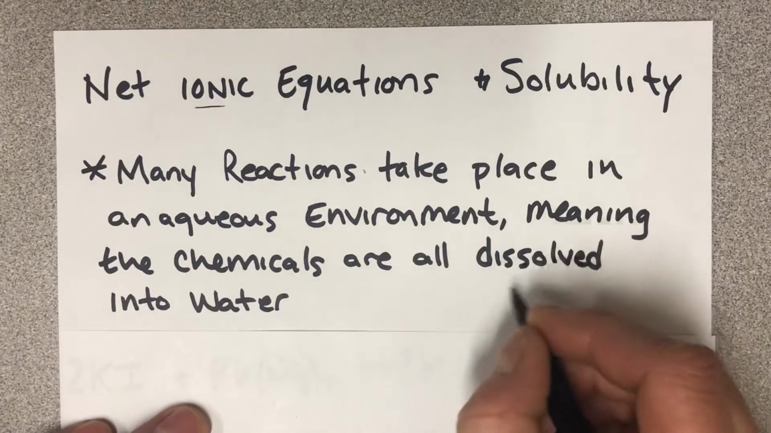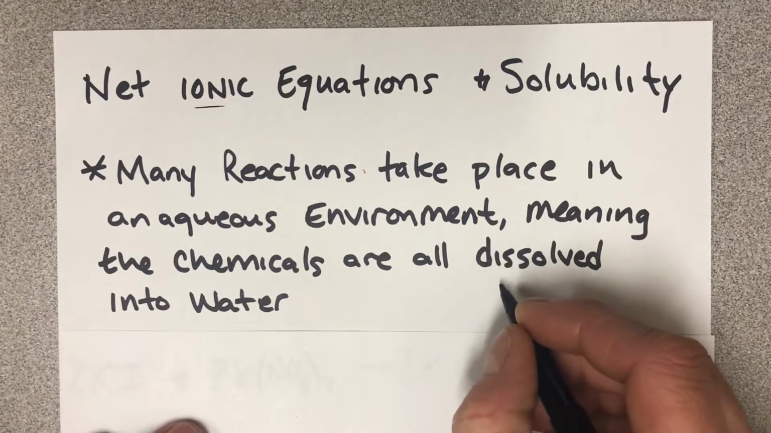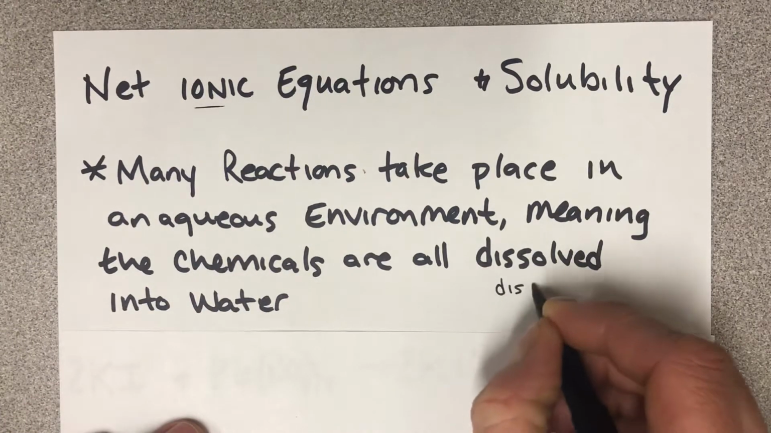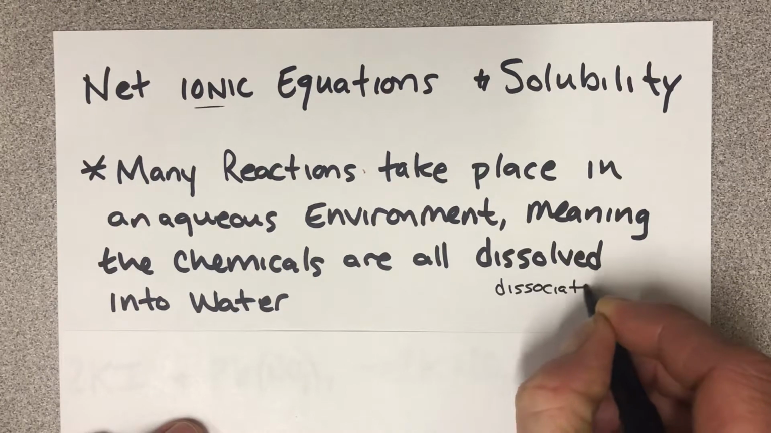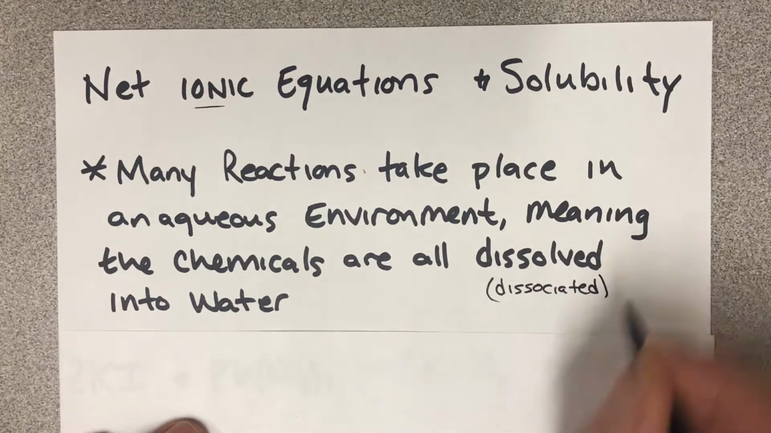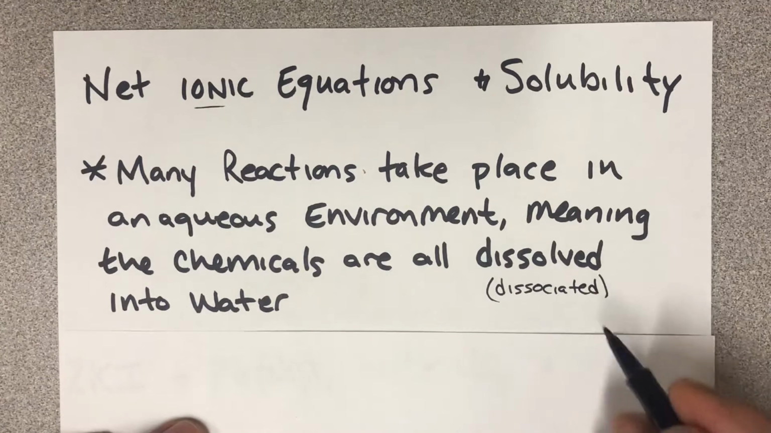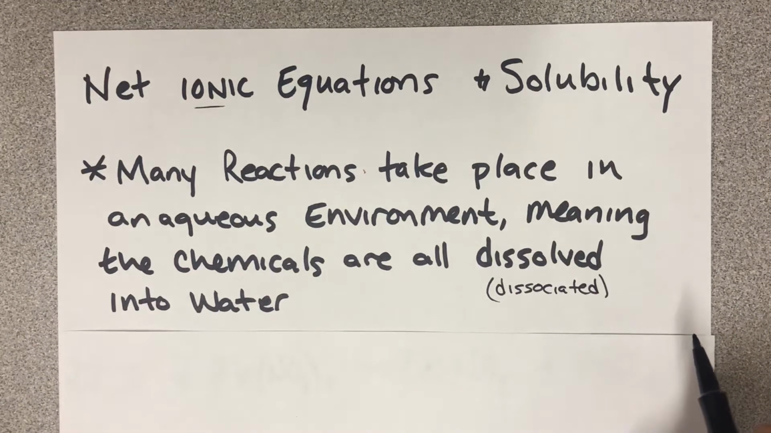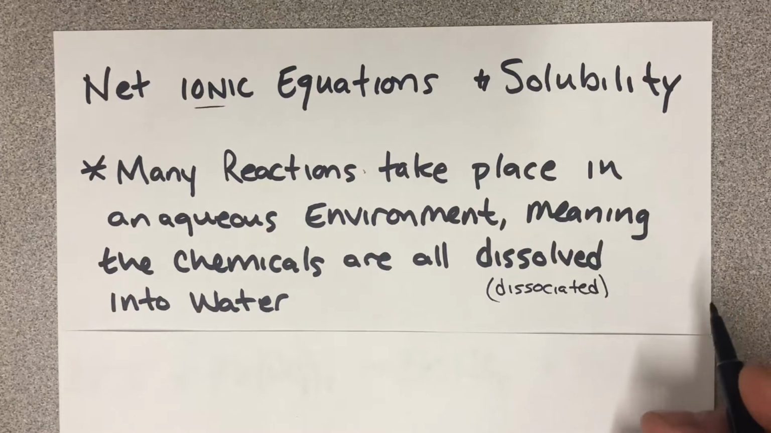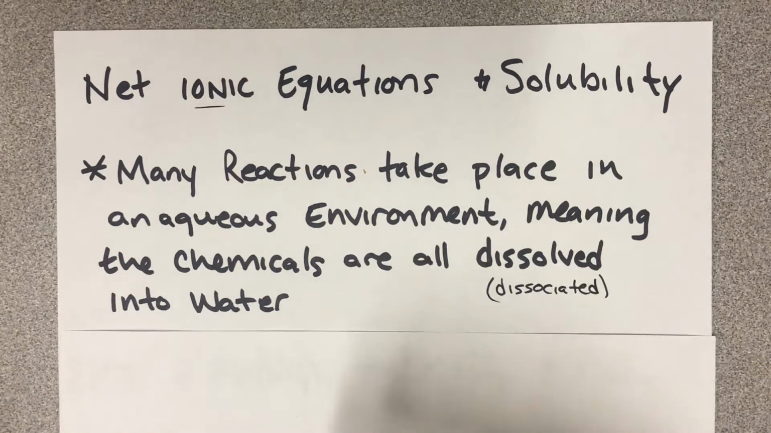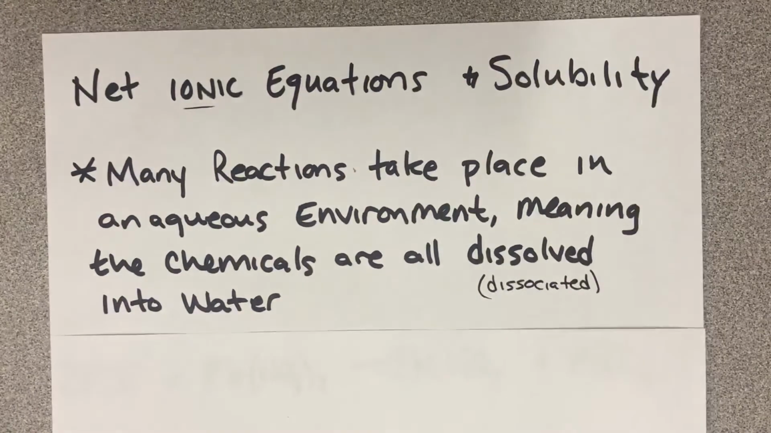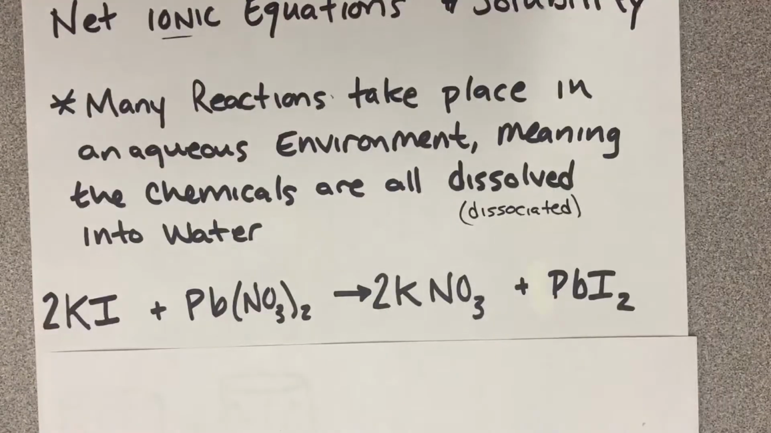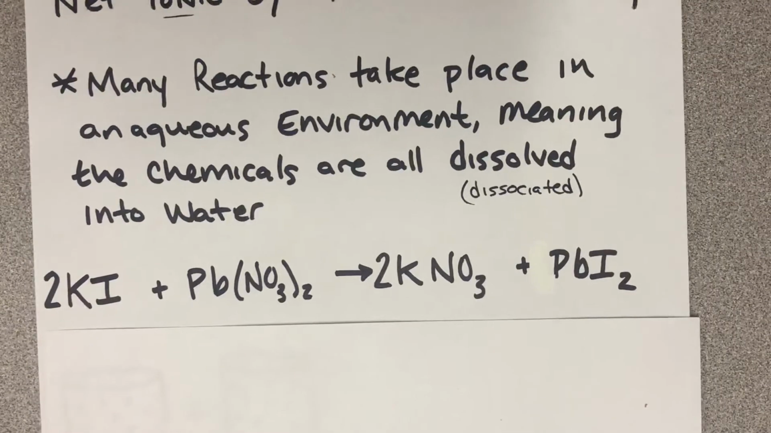And so dissolved is probably not the right word. Really, the word that we want here is dissociated. And dissociated just means that water has sort of worked its way into the compound and pulled the ions apart. And so floating around in the solutions are just the ions. All right, so here is an equation in which this kind of stuff happens.